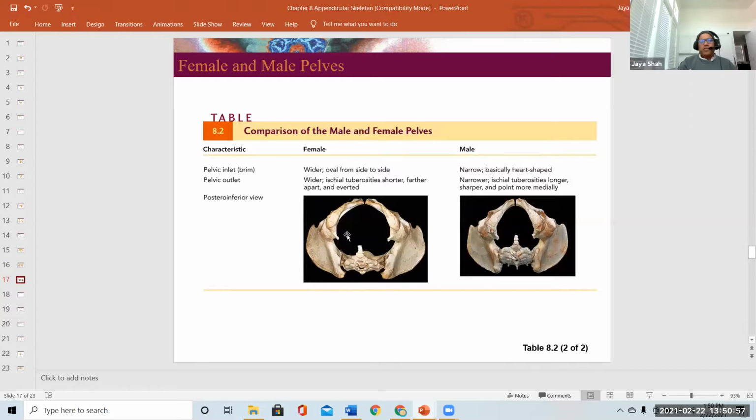There are some differences between the male and female pelvis. If you see here, the outlet, the lower opening of the male pelvis, is smaller, and the female has more. The female pelvis is roomy because the female needs to hold the growing baby for 9 months. That's why they have different features, and there are some features given here. You can see them.